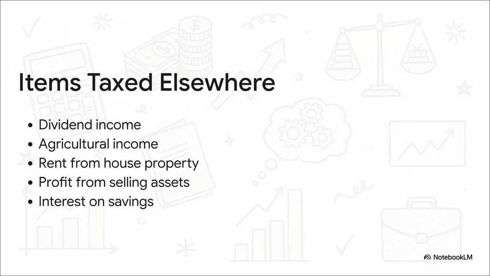For instance, did your business get some dividend income? Well, that gets taxed under income from other sources, so we subtract it from our business profit. Did you sell a piece of property and make a gain? That's a capital gain, so out it comes. What we're doing is carefully isolating only the profit that came purely and directly from your business operations.